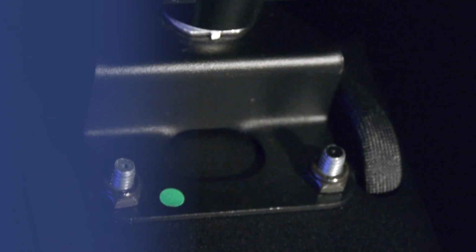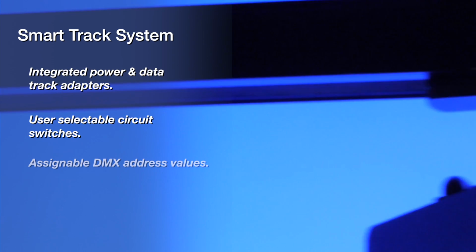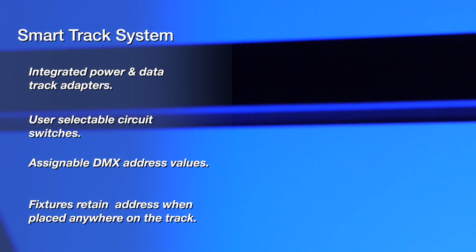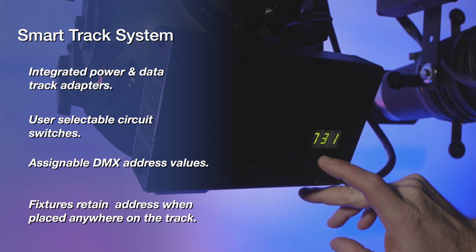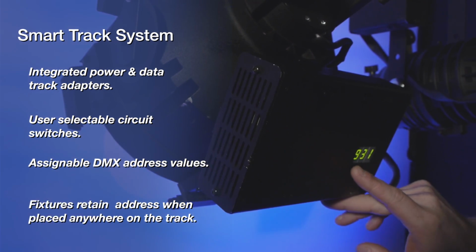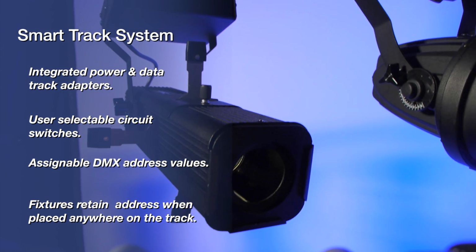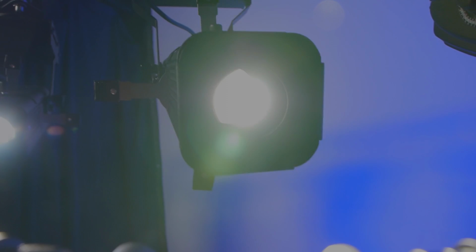Each fixture attaches to the track using the integrated power and data track adapter. Once the adapter is seated in the track and locked into place, the end user can select either circuit 1 or 2 to power the fixture. Once connected, the fixture can be addressed using rotary dials or a digital display to an assigned DMX address. Because addressing of the fixture takes place on the unit itself, Altman Smart Fixtures will retain their identity and programming even when moved to a new location on the track.